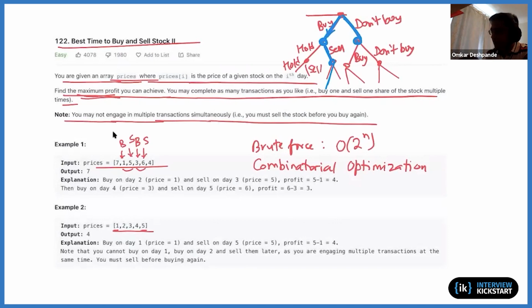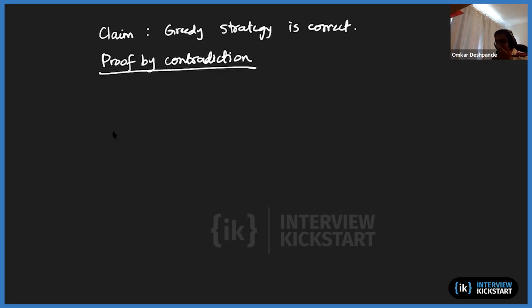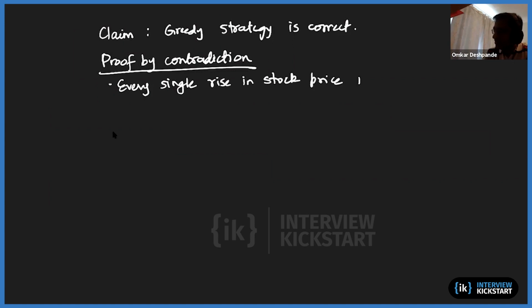So one thing we are doing is whenever the price on the next day is going to be more than the price today, that's the greedy approach. Whenever we see the price next day as being higher than the price today, we either buy the stock or continue to hold it if we already have bought it. And whenever we see the price going down, we sell it, or we don't buy if we don't already have the stock. So that means every single rise in the stock price is counting towards the profit.